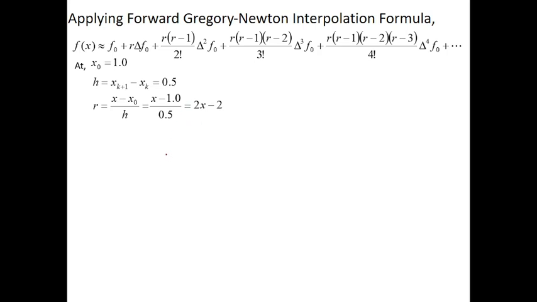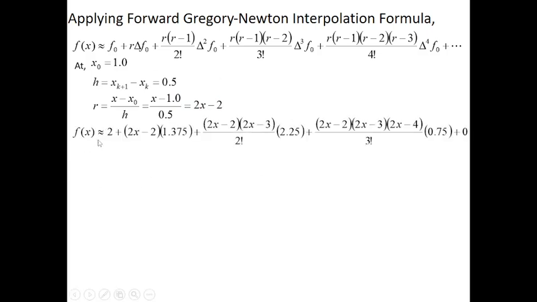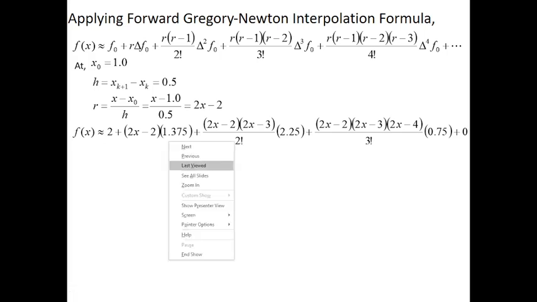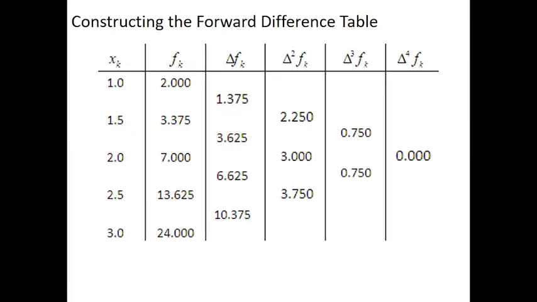So 1 over 0.5 is 2. That's why we have 2x. 1 over 0.5 is 2, and that's why it's minus 2. You know that, so no need to elaborate. So then f of x is approximately equal to 2 plus, and this is found in the table. f sub 0 is found in the table. So we have 2, that is f sub 0.